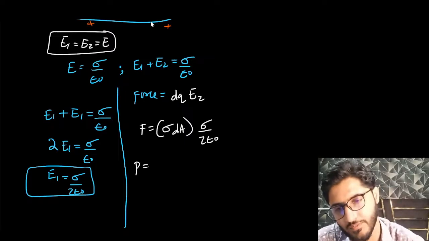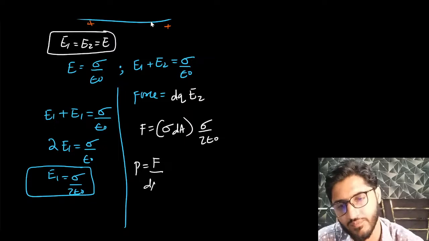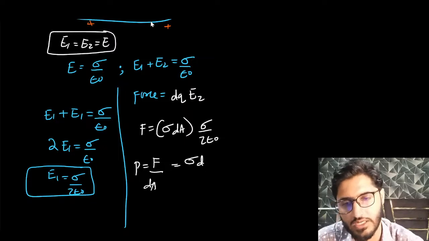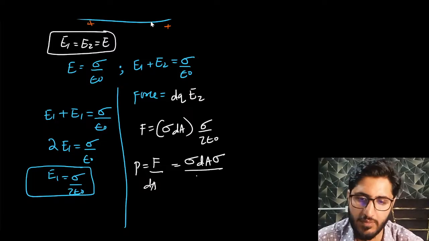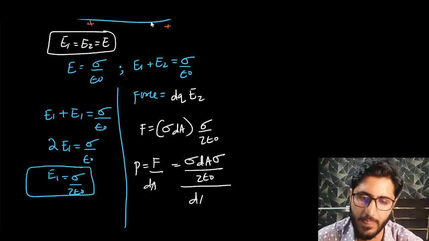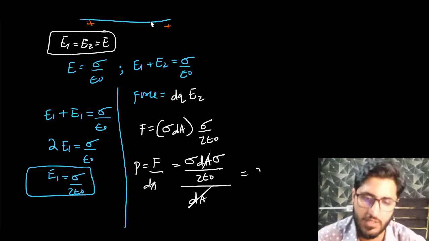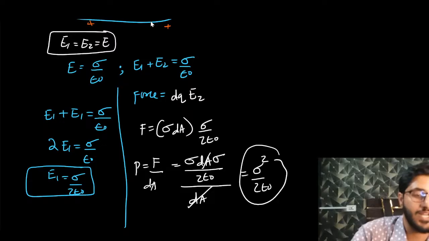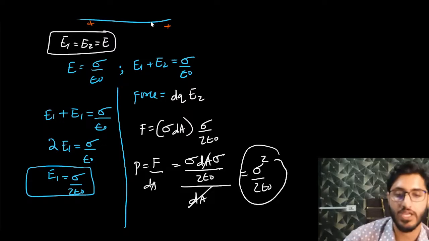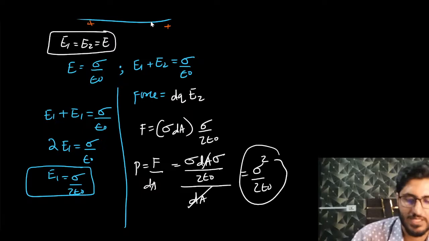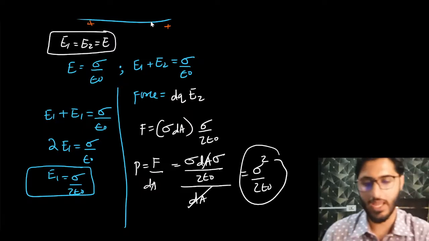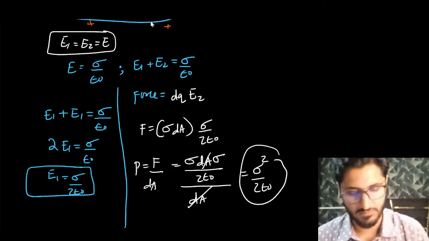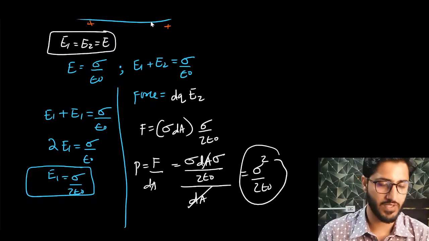What is pressure? Force per unit area. What is force? Sigma dA times sigma divided by 2 epsilon naught, whole divided by dA. dA cancels out. It is sigma square divided by 2 epsilon naught. So if you need to get the electrostatic pressure, it will be equal to sigma square divided by 2 epsilon naught.